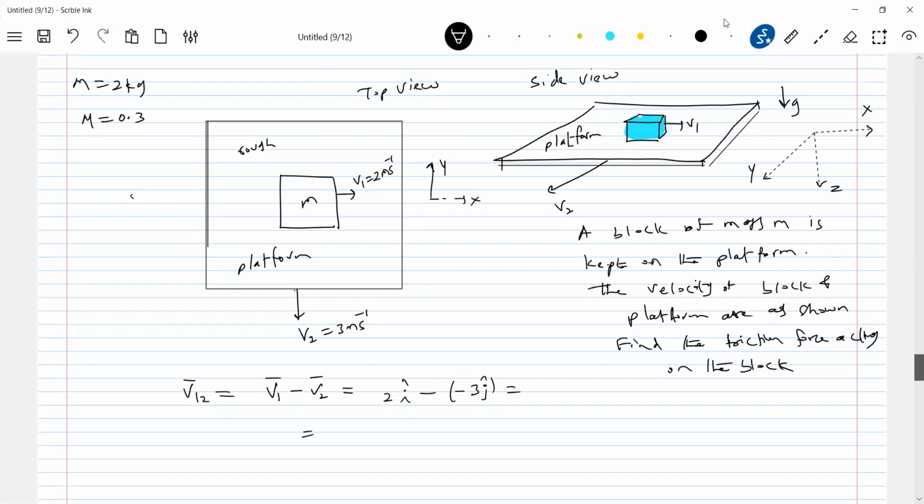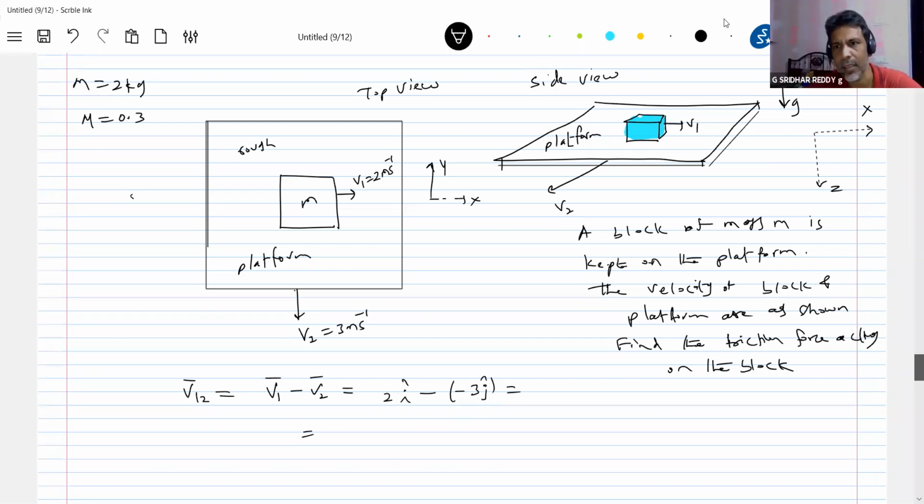Okay, the platform is moving around. Then I'll change the direction a little bit. This was the y-axis. Yeah, there's some correction. Let me keep it here only. You look at the platform. The platform is moving along negative y-axis, minus 3 j cap. This will be 2 i cap plus 3 j cap. This is V12 bar.